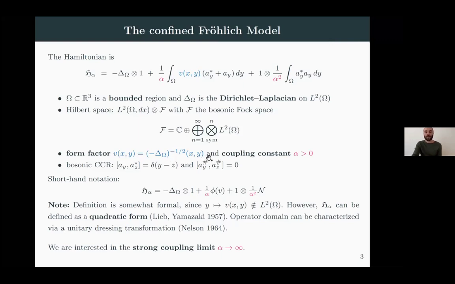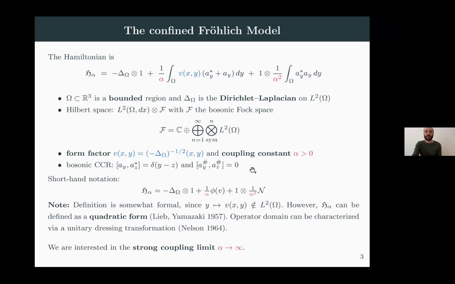And the model comes with a single dimensionless parameter called the coupling constant alpha. And here I've chosen units such that this parameter appears as a 1 over alpha in front of the interaction and as a 1 over alpha squared in front of the field energy. So the energy of one phonon is actually 1 over alpha squared.